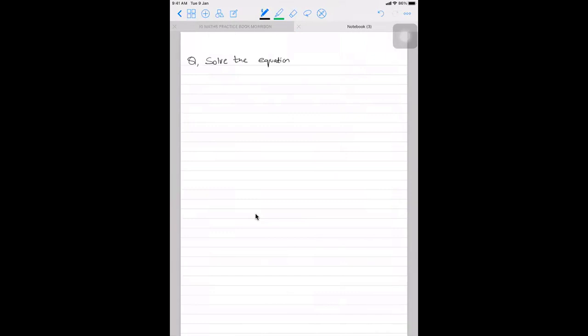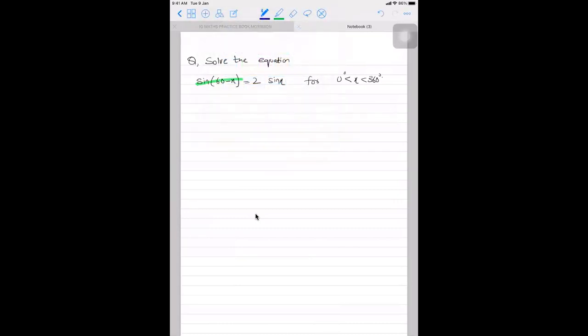Solve the equation sine of 60 minus x equals 2 sine x, for x greater than 0 and less than 360 degrees. So in this question, there's an involvement of a compound angle. Sine 60 minus x is equal to 2 sine x. So the first thing that should come to your mind is to expand using the compound angle formula.